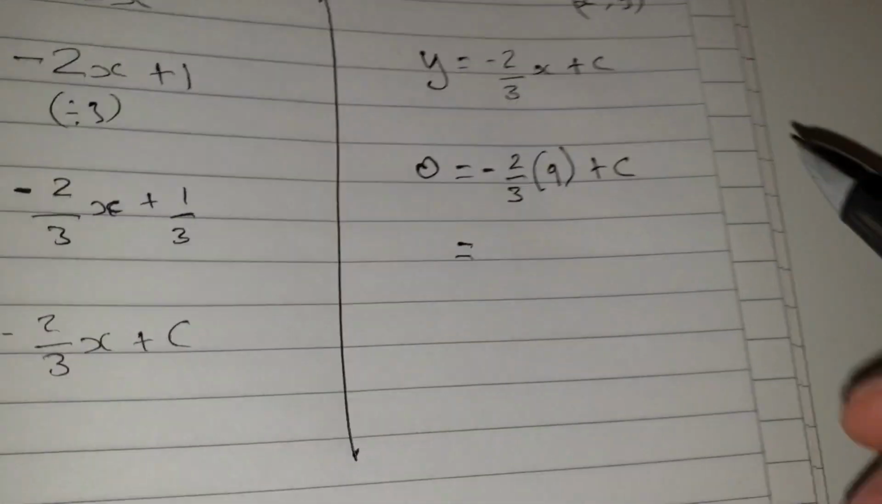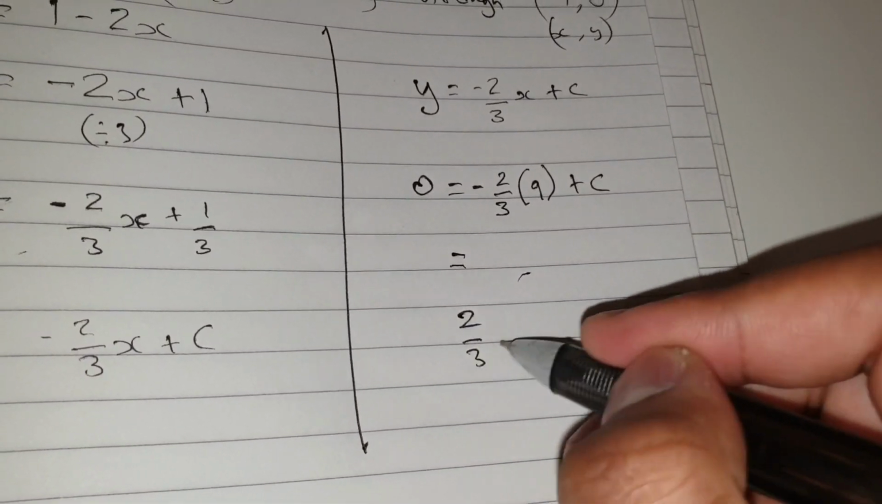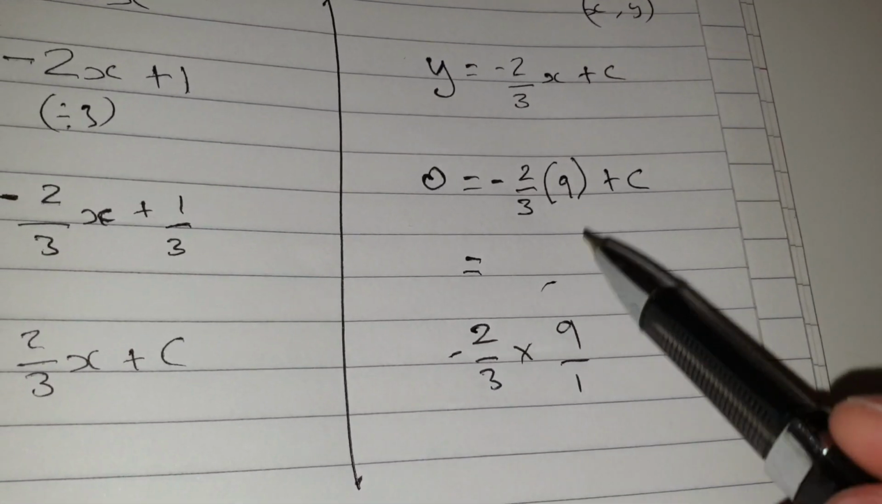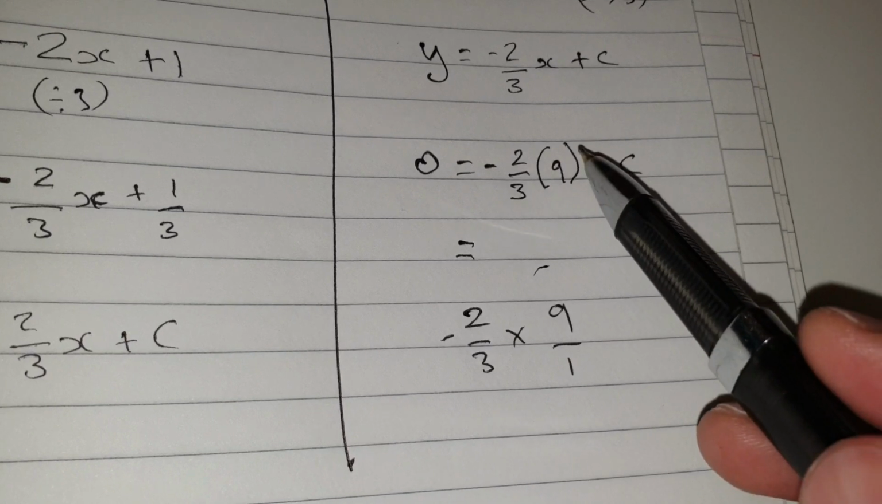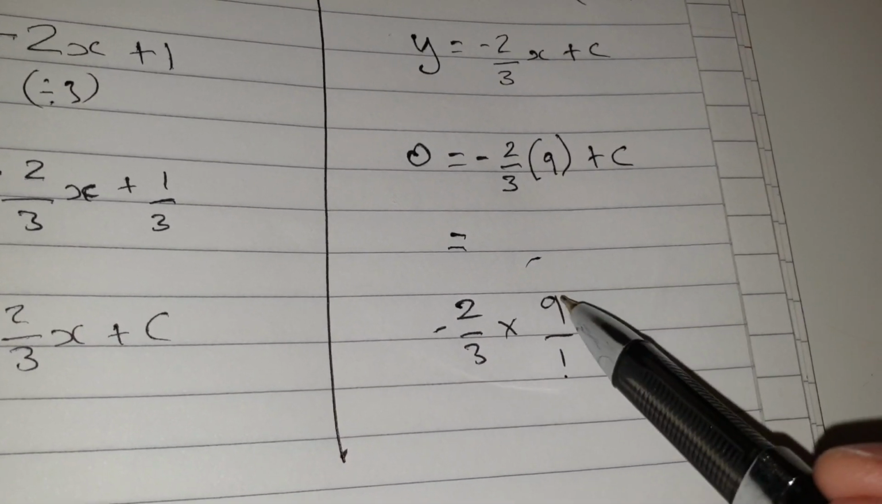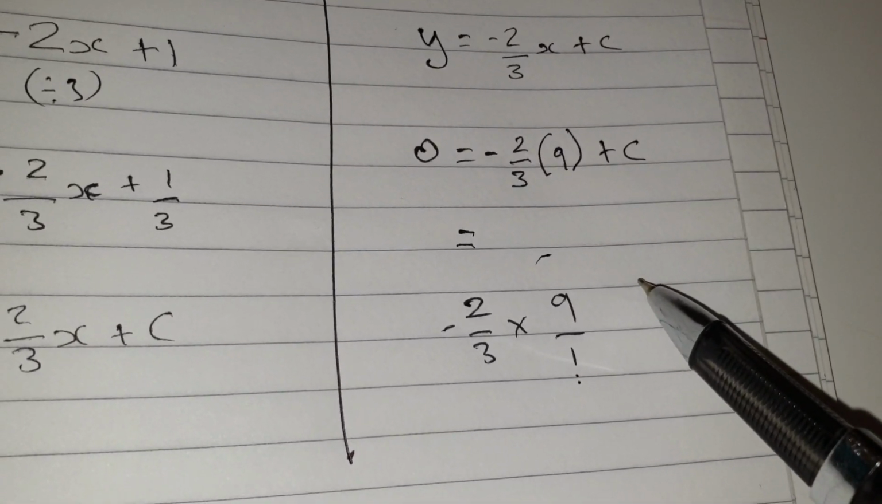How do you make this into a fraction? Well, it's going to be 2/3 multiplied by 9 over 1, and it's going to be a minus there, don't forget. And why is it 9 over 1? Well, a whole number changed into a fraction is the whole number itself over 1, because 9 divided by 1 gives you an answer of 9 anyway.